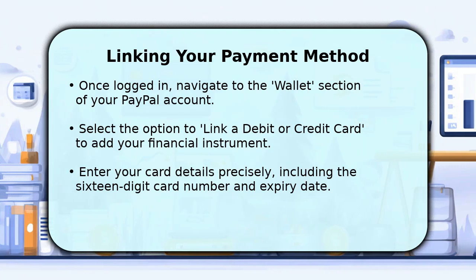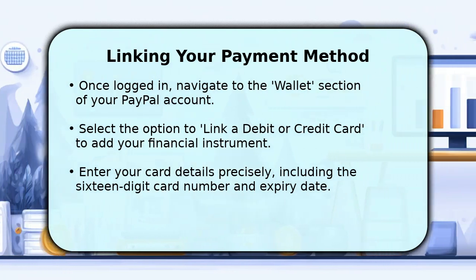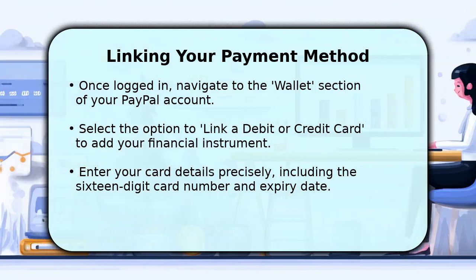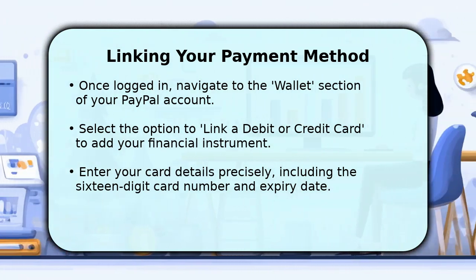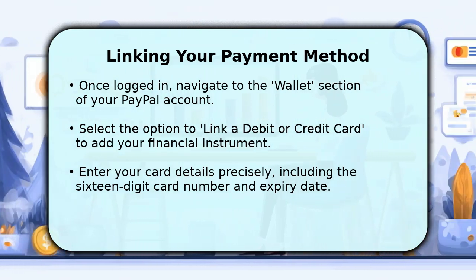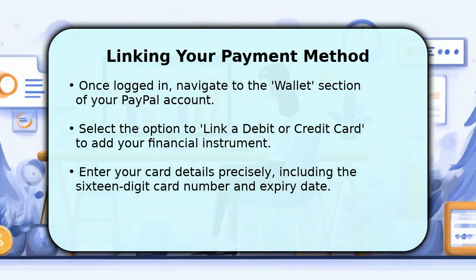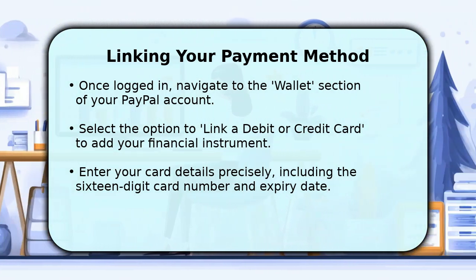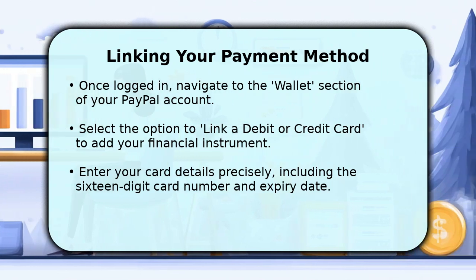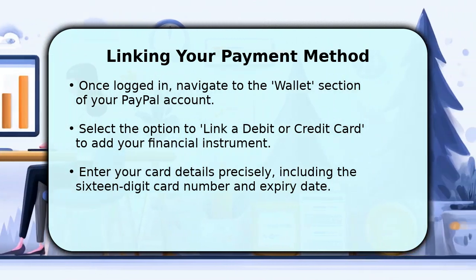Now that your profile is set up, it is time to link a payment method. Log into your new PayPal account and navigate to the Wallet section. Here, you will find the option to link a debit or credit card. Carefully enter your 16-digit card number, the expiry date, and the 3-digit security code. PayPal typically places a small, temporary charge to verify the card, which is then refunded within a few days.